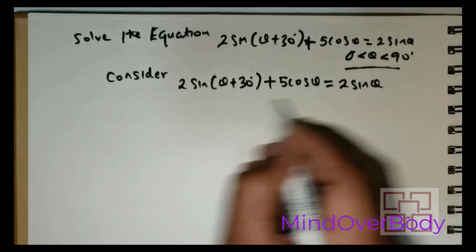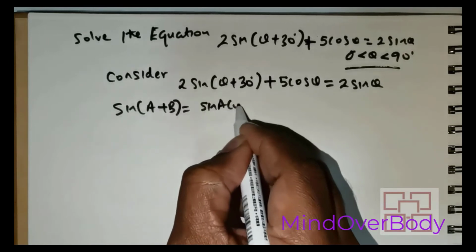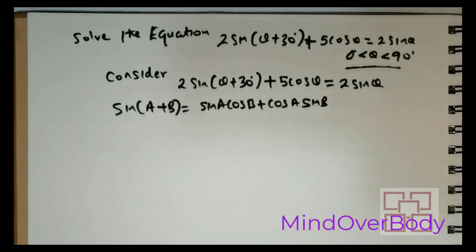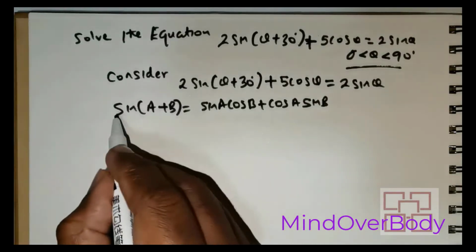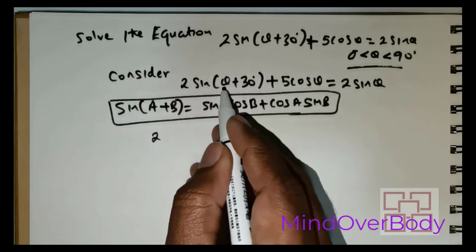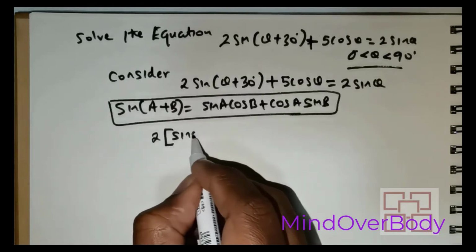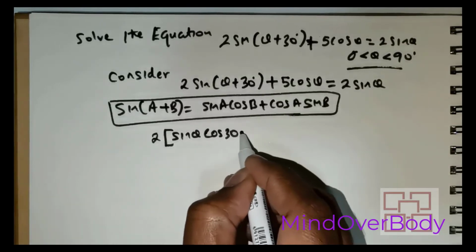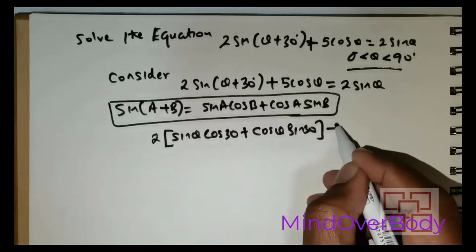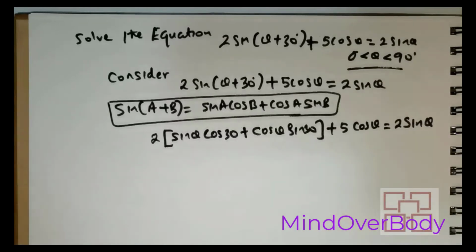Now I would be using this formula, sin(A + B) = sin A cos B + cos A sin B. Using this formula, I can rewrite the given question as 2 times, in place of sin(θ + 30), sin θ cos 30 + cos θ sin 30, plus 5 cos θ is equal to 2 sin θ.